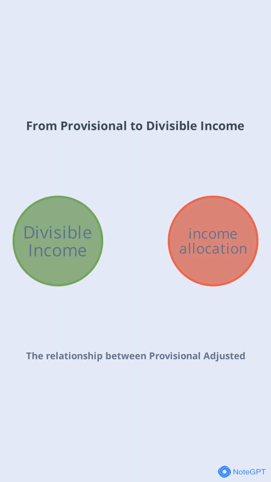The relationship between provisional adjusted income and divisible income is straightforward. Provisional adjusted income is the partnership's total adjusted income before deducting partners' salaries or interest. Divisible income is what remains after those deductions. Each partner's share of the divisible income is then taxed individually in their personal tax return.